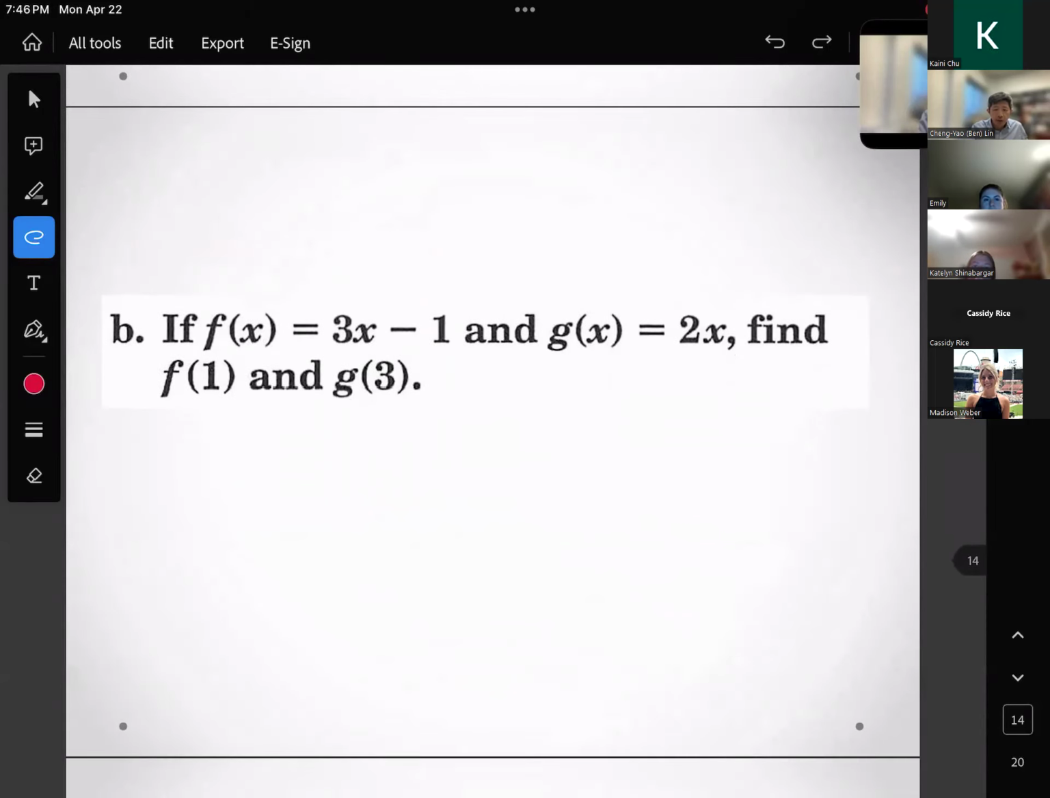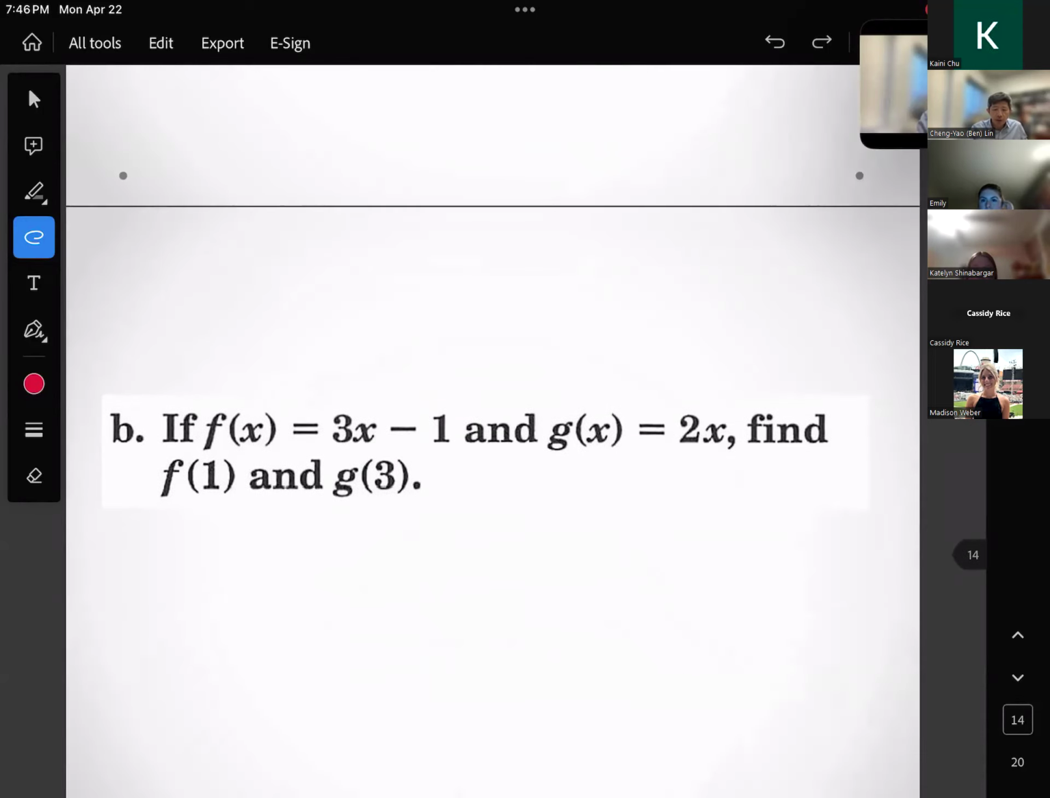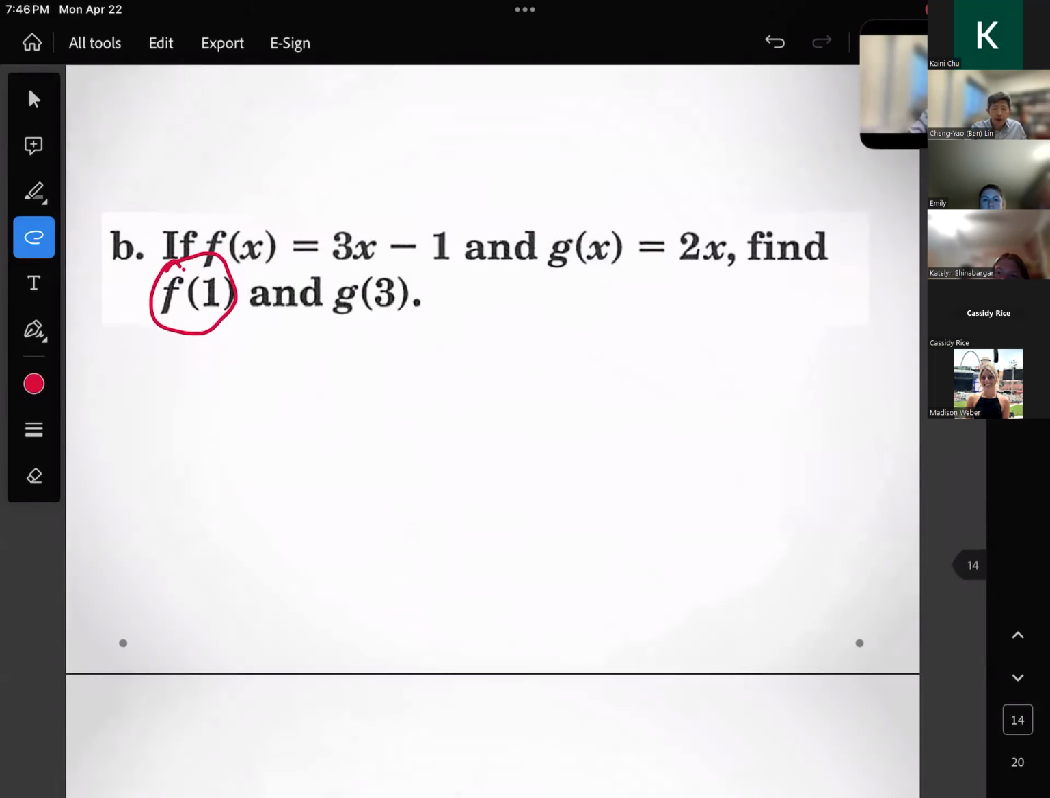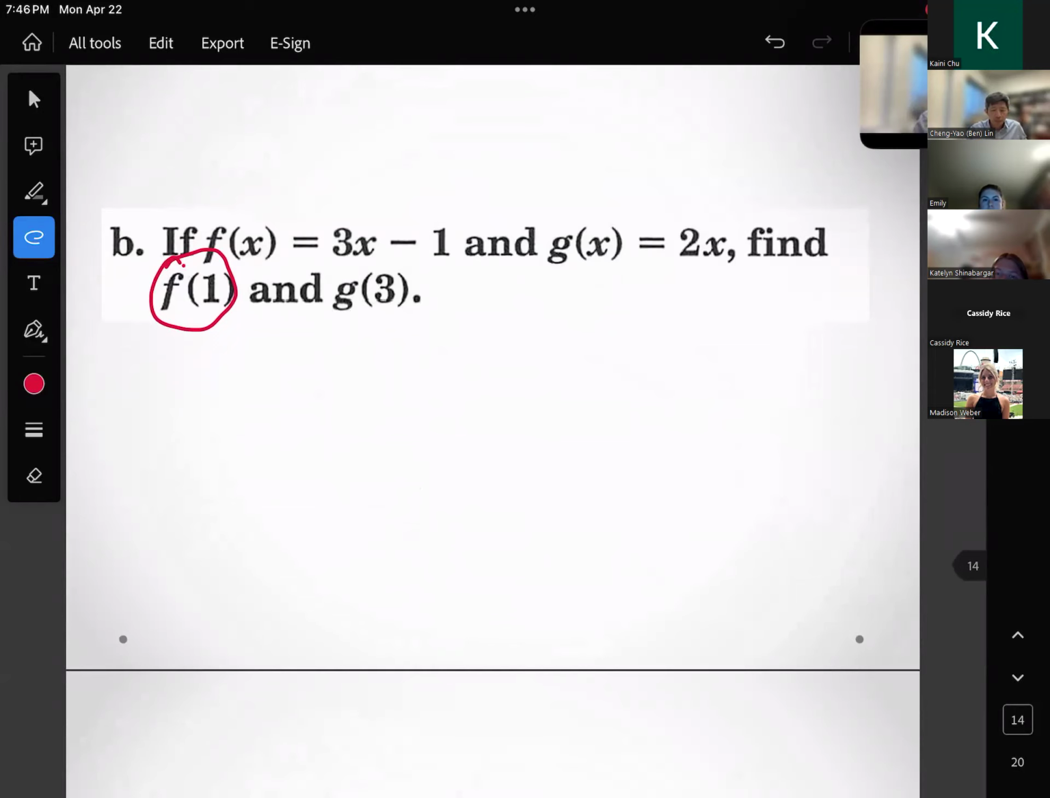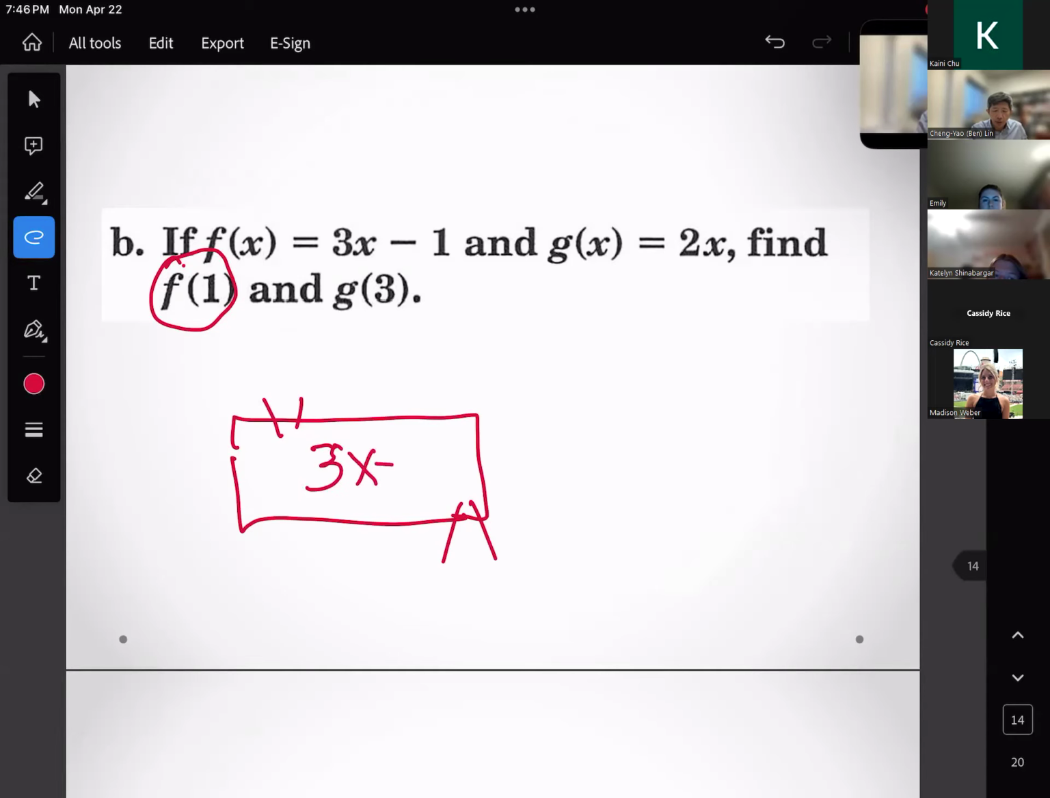So look, this example can give you the idea. This is a function machine, and that's the rule, right? Can you plug in f(1) and find out what f(1) is? Yes, I'm going to put it in the machine like this. So what's the rule? The rule is 3x minus 1. If I put a 1 in there, 3 times 1 minus 1 is equal to 2. You are right, it's 2.